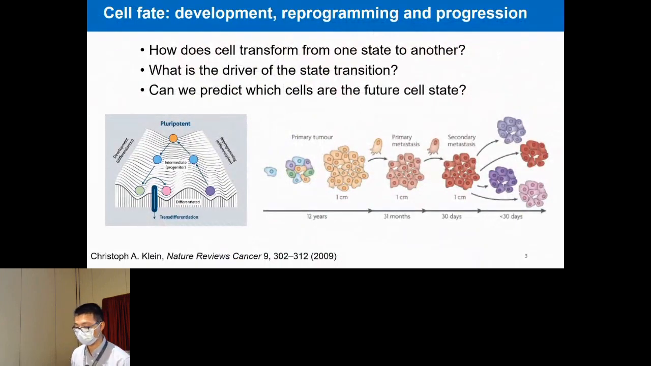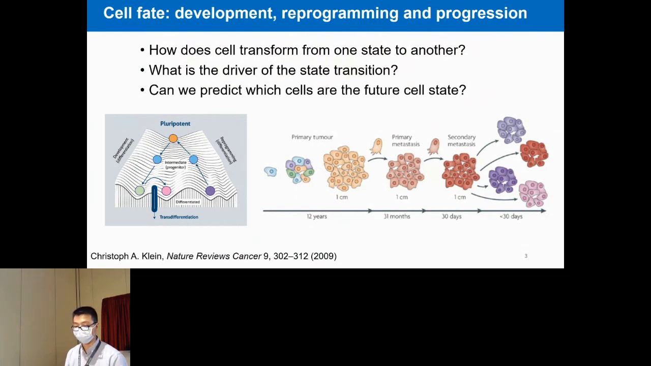Cell phase is the core concept for understanding cell development, cell reprogramming, and cancer cell progression. The typical biological questions can be included in the following three. How does one cell transform from one cell state to another cell state? What is the driver gene of such a state transition? The third, can we predict which of the cells would be the future cell state?